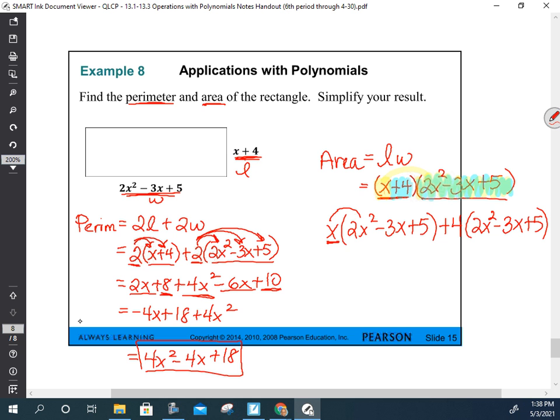So x times 2x squared is 2x to the third. Remember, when you multiply, you add the exponents. When you divide, you subtract the exponents. X times negative 3x, negative 3x squared. X times 5, 5x.